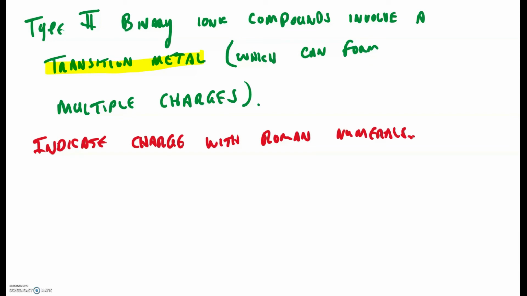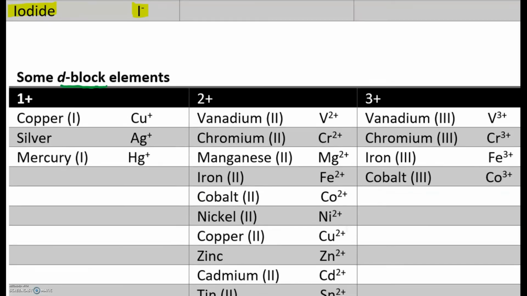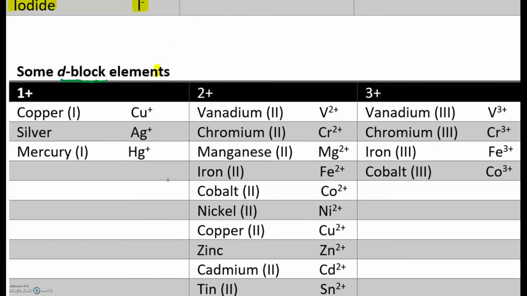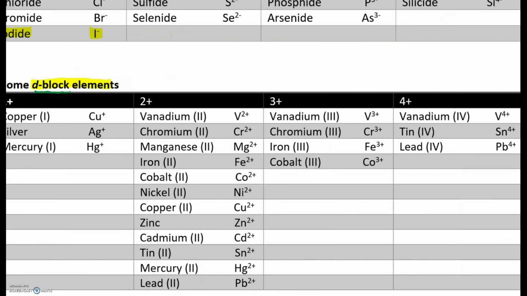So how do we know that we are dealing with a transition metal? Easy. They come from the D block, and it tells us this right here in this table. It says some D block elements. There are a couple like lead that are not quite in the D block, but they still do it, and you'll see here that there's lead 2 and lead 4. But these Roman numerals are what tell us the charge. So vanadium with a charge of 2+ has a little Roman numeral 2 after it.